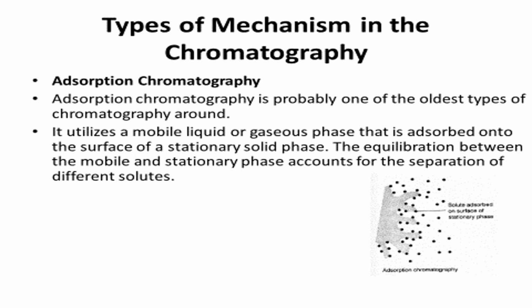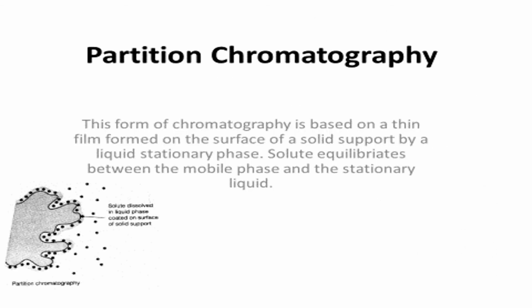But the hydrogen bonding or the weak electrostatic interaction may be built between the adsorbent and the component of the mixture and the mobile phase. This is called adsorption chromatography. Now the partition, it is the form of chromatography based on a thin film formed on the surface of the solid support by the liquid stationary phase.